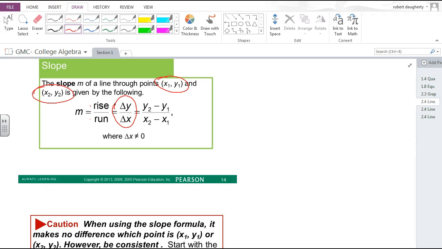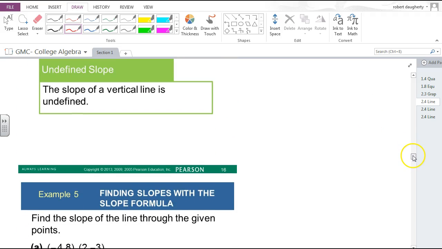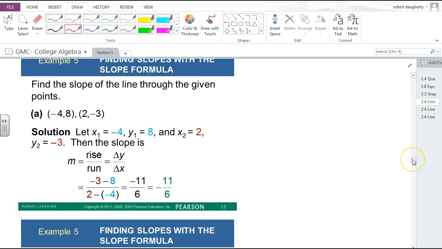So what's the change in y? You would just say, what is this y value minus this y value, divided by this x value minus the other x value. It doesn't matter which one you start with, y2 minus y1 or y1 minus y2. You just have to be consistent. So let's do a few examples of calculating the slope. Let's find the slope of the line that goes through these two points. We usually use the letter m for slope, so it's going to be the change in y over the change in x.